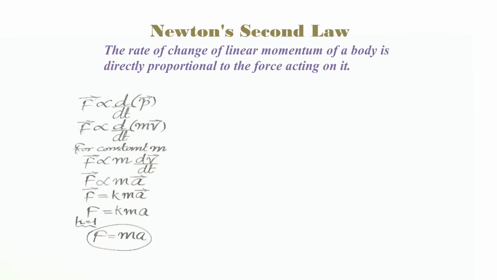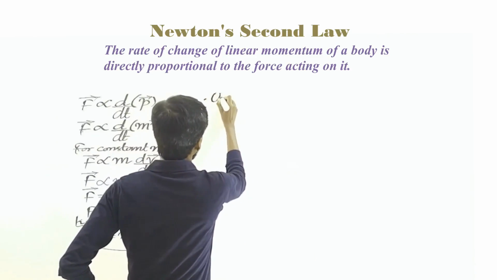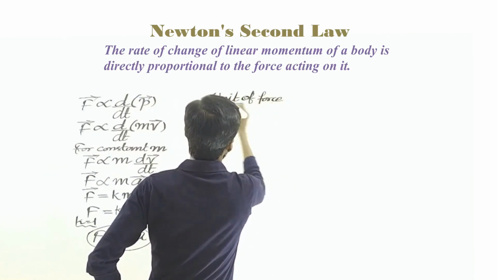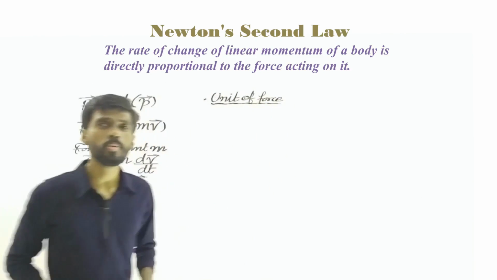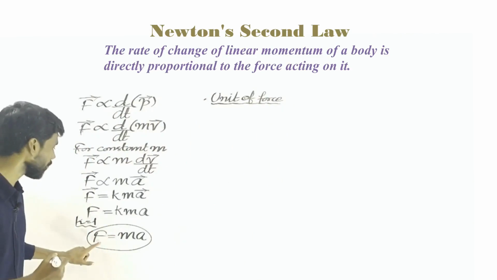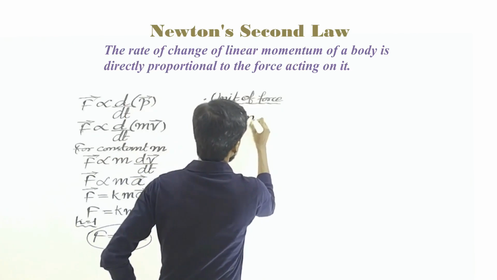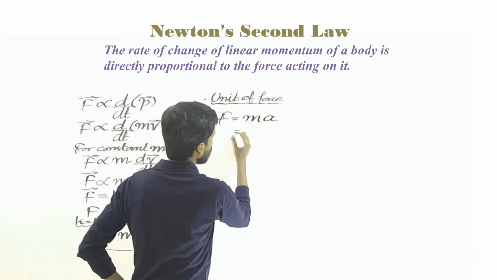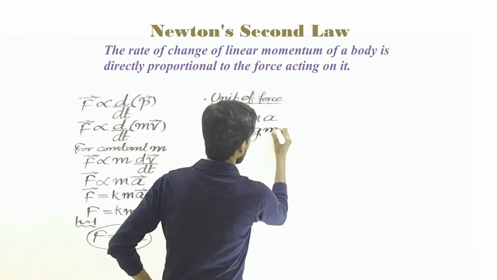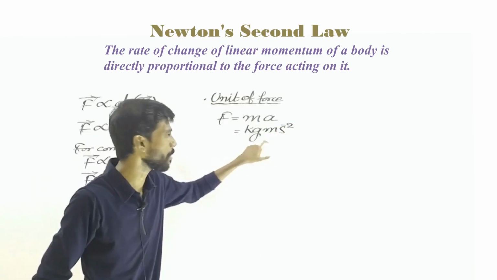Now we'll also write a few more points. The next point is the unit of force. What is the unit of force? Because we have written F in terms of known quantities, the unit of force can be written in terms of these quantities. Force equals mass times acceleration. Mass has unit kilogram, and the unit of acceleration is meter per second square. So force has unit kilogram meter per second square.